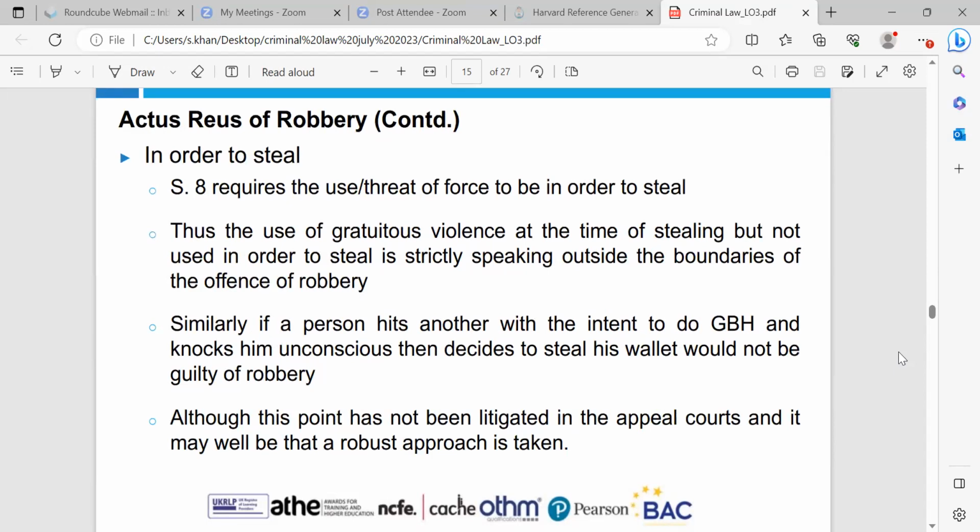In order to steal, Section 8 requires the use or threat of force to be in order to steal. Thus, the use of gratuitous violence at the time of stealing, but not used in order to steal, is strictly speaking outside the boundaries of the offence of robbery. Similarly, if a person hits another with the intent to do GBH and knocks him unconscious, then decides to steal his wallet, he would not be guilty of robbery, although this point has not been litigated in the appeal courts, and it may well be that a robust approach is taken.